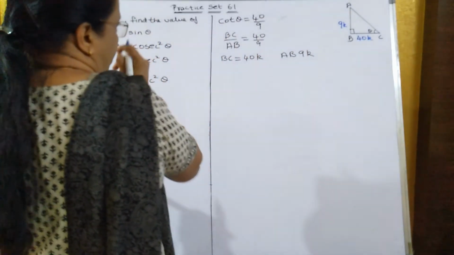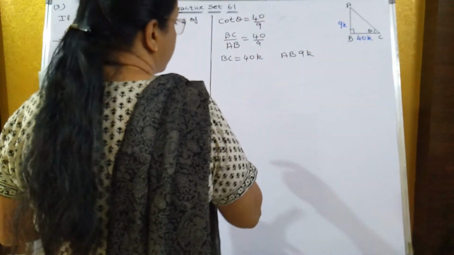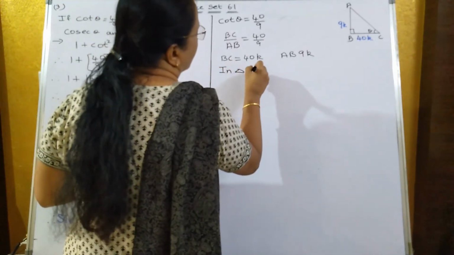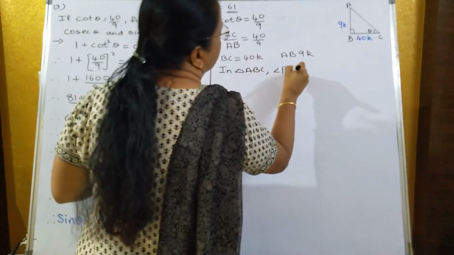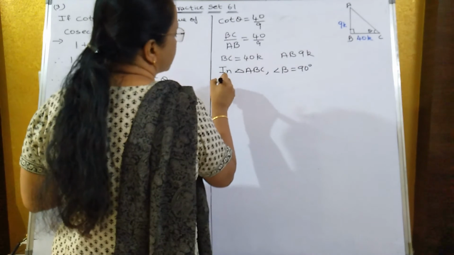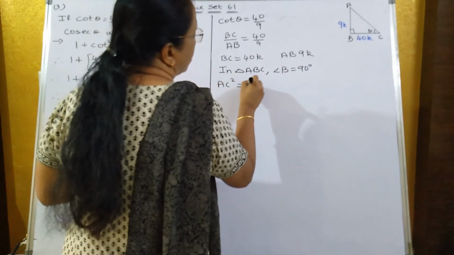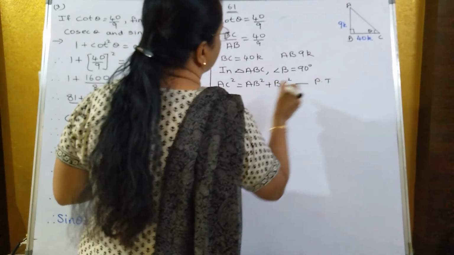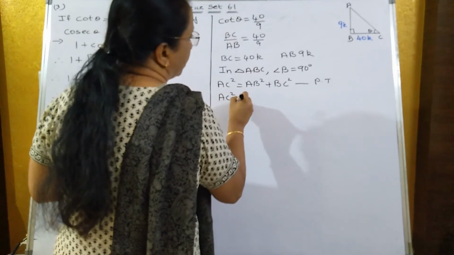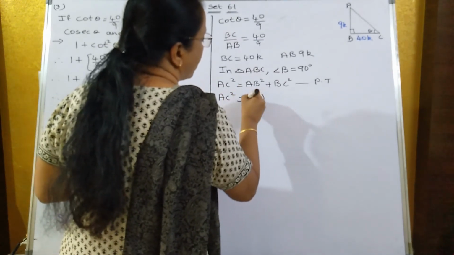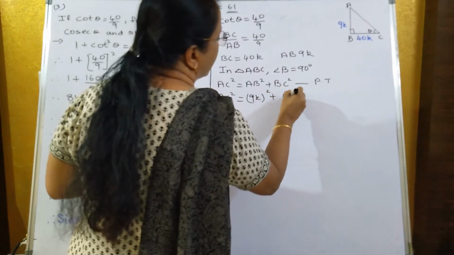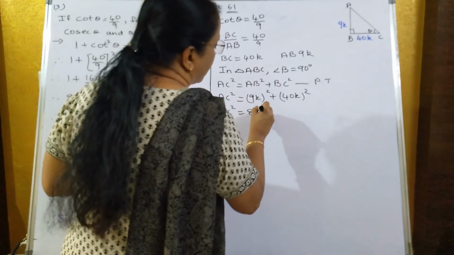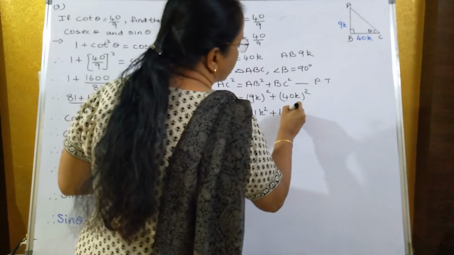Now by Pythagoras theorem, we will find out the value of AC. So in triangle ABC, angle B is equal to 90 degrees. Therefore by Pythagoras theorem, AC square is equal to AB square plus BC square. AC square we have to find out. AB is how much? 9K the whole square, plus BC is how much? 40K the whole square. So AC square is equal to 81K square plus 1600K square.